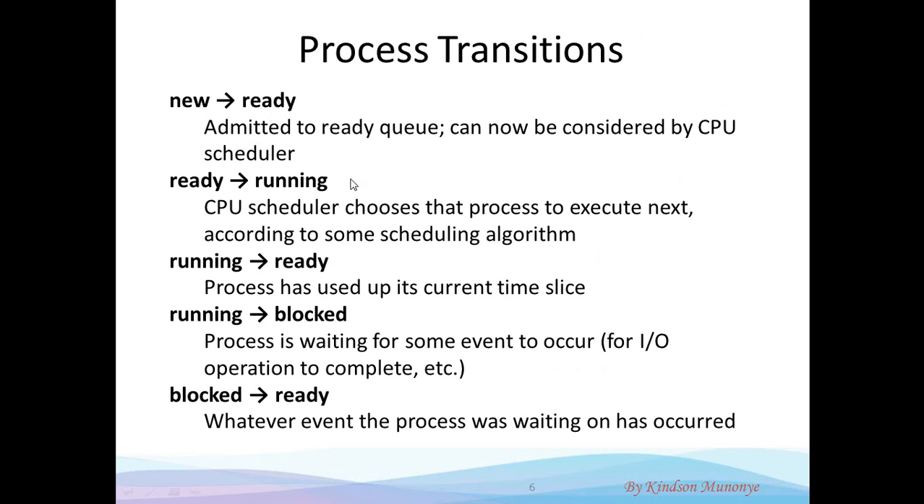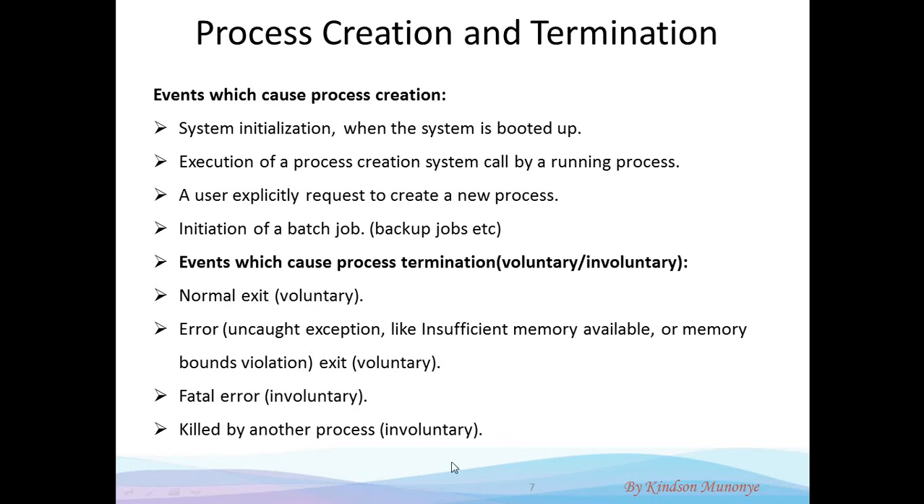We move to the transitions. I think I've explained this. It can move from new to ready, and from the ready state to the running state when the scheduler chooses that process to execute next. It can move from running back to the ready state when it has used up its time slot. Running to blocked happens when it is waiting for something from the user, or from the keyboard, or from some input device. It moves from the blocked state to the ready state when the event has occurred or has been satisfied.